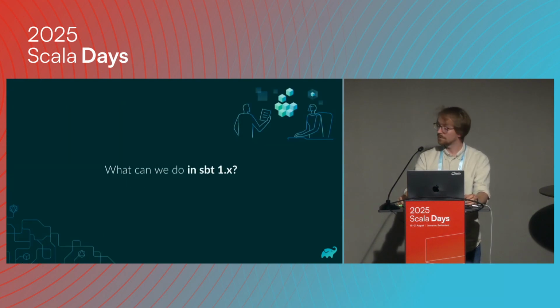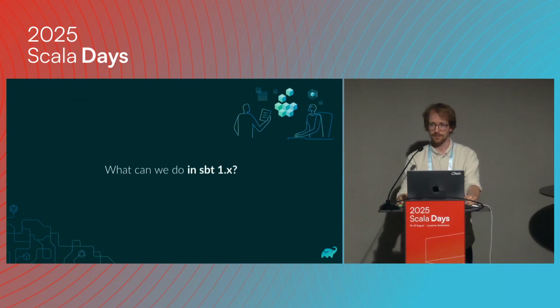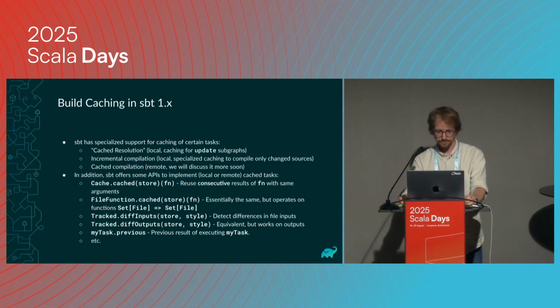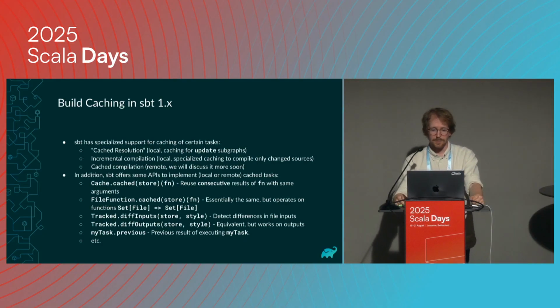So we've seen a bit of the landscape, but what can we do now in SBT 1.x? Because it's still the one that's released at the moment. So we mentioned that SBT has some specialized support for the caching of certain tasks. One of those is called cached resolution, which is local to the machine. It's used to cache the subgraphs that are resolved when doing dependency resolution with update. It's used to speed up dependency resolution.